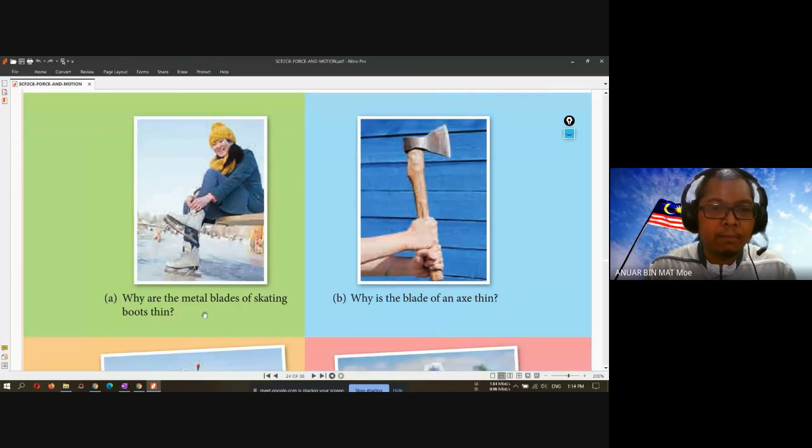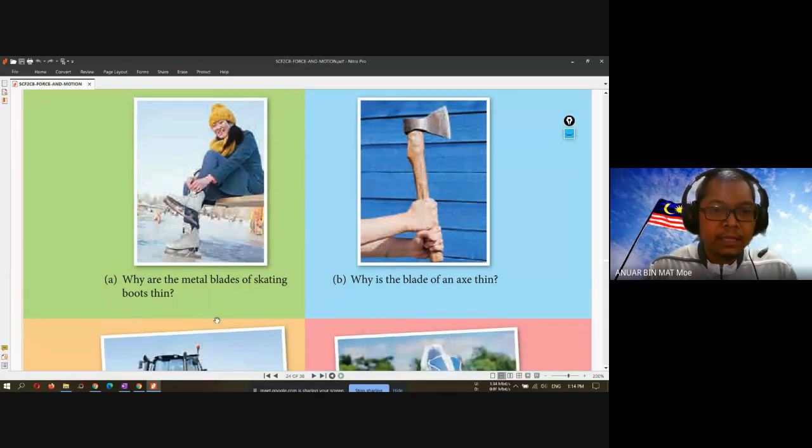For example, number one, the metal blade of a skating boot is thin. Why is the metal blade of the skating boot thin? Because they want the metal skate to ride on the ice smoothly. And then why is the blade of an axe thin? Because they want to make the axe very sharp in order to cut the tree.